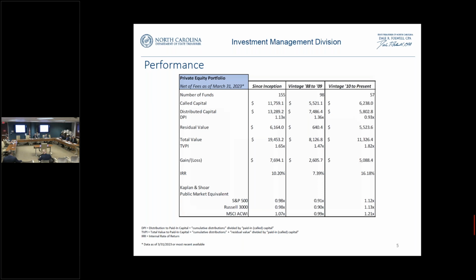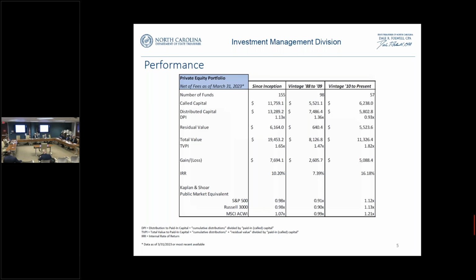However, it's a tale of two worlds. We spoke about this in the past. Things that were done prior to 2010 did not perform well because there was a heavy reliance at that time on fund of funds. Plus, we did a very large secondary. It equated to almost a quarter of our exposure from earlier vintages.